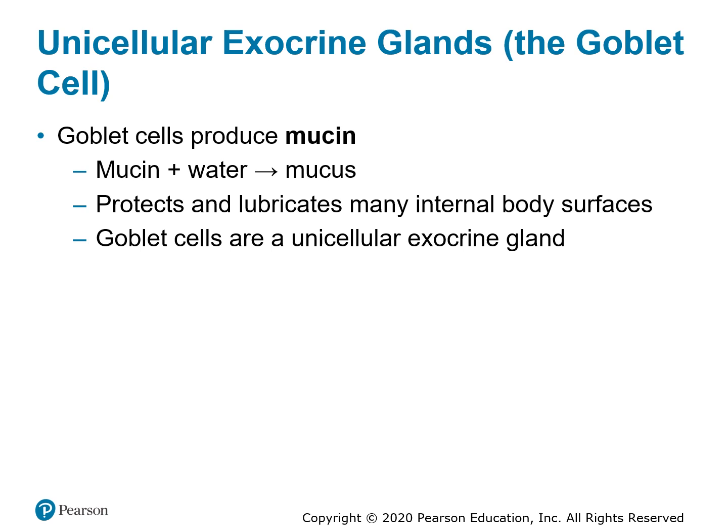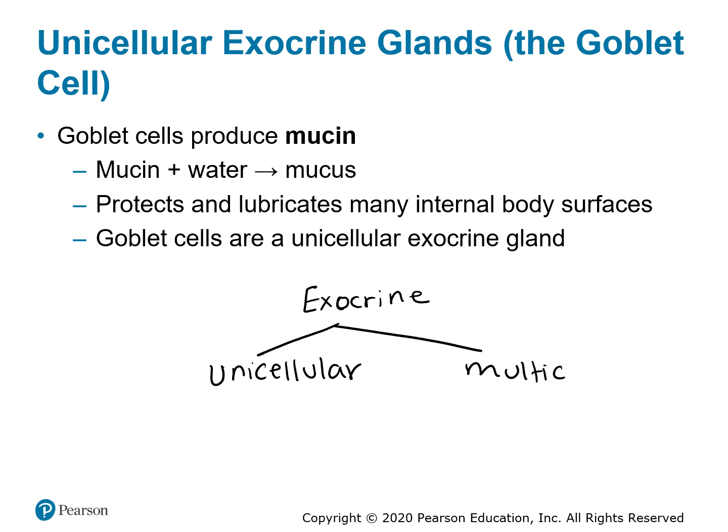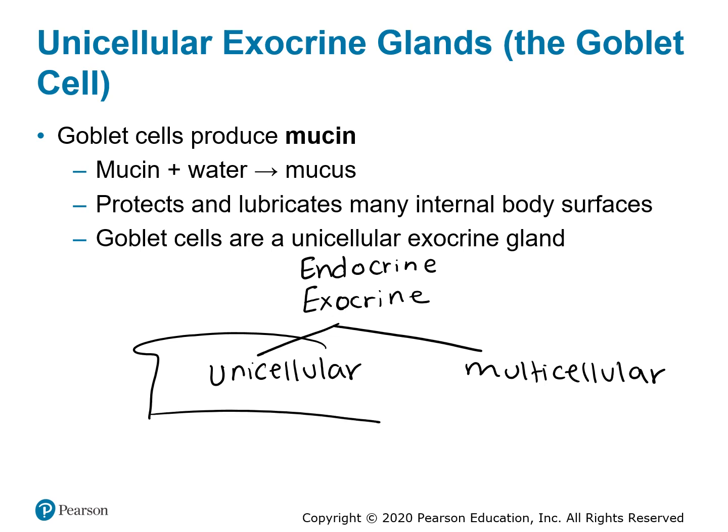So, exocrine glands can be broken up into different parts. They're, well, different labeling factions. They can be unicellular and multicellular. Endocrine glands can also be uni or multi. But one of the best examples of a unicellular exocrine gland is the goblet cell.